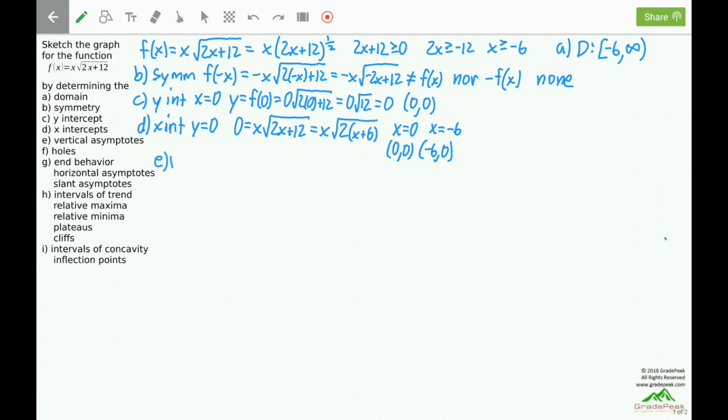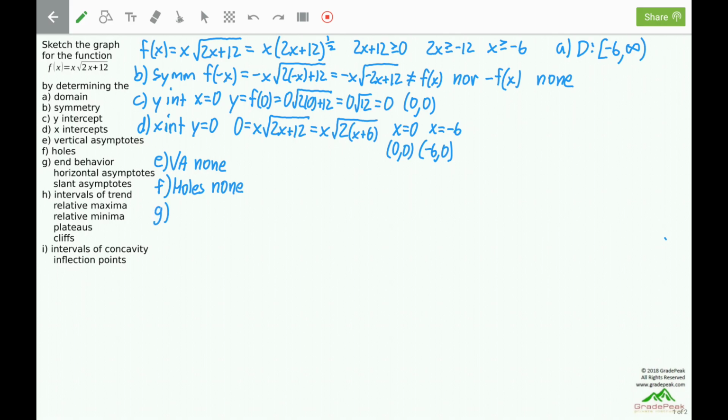For part E, we want to determine if there are any vertical asymptotes. f of x is x times a root of a polynomial. It's all in the numerator. There is no denominator, so there will be none. For part F, we want to determine if there are any holes in the graph. f of x has no denominator, so there will be none.